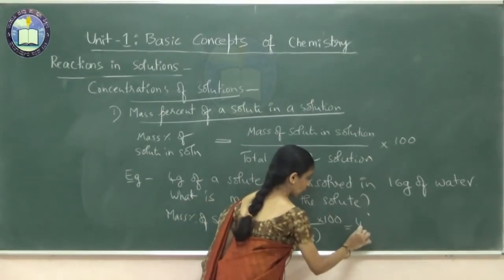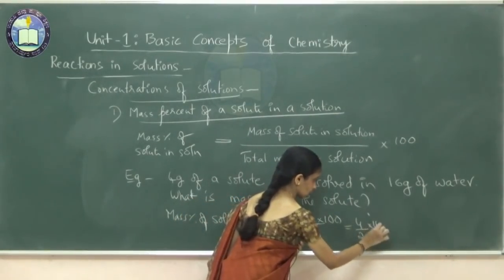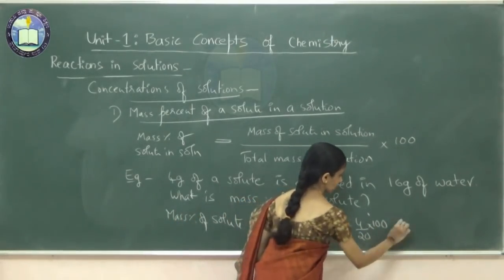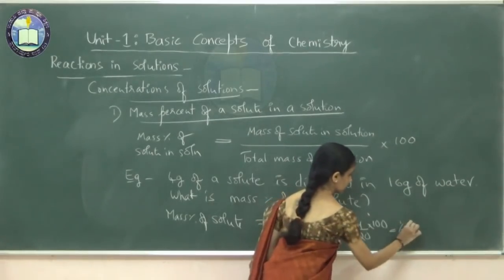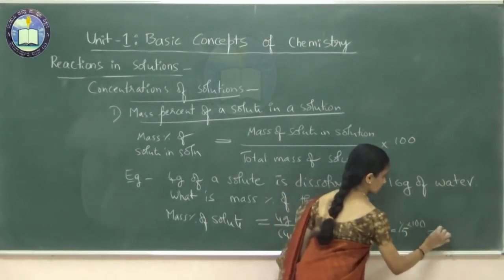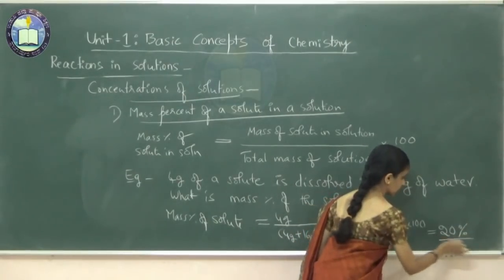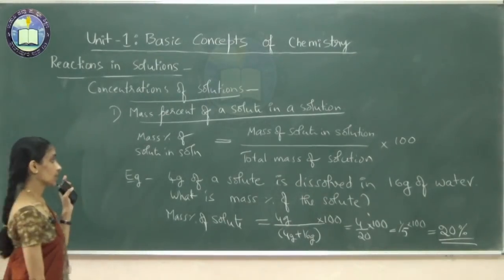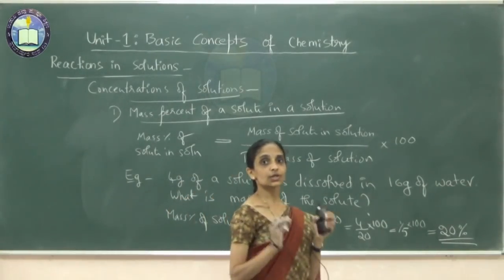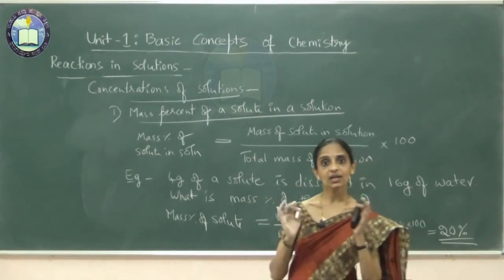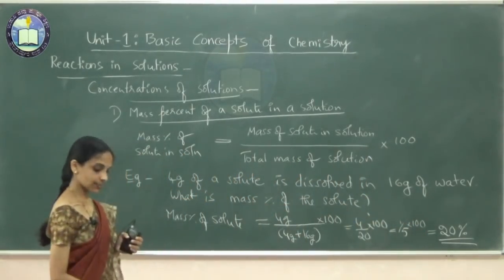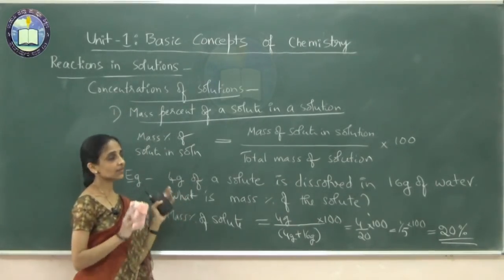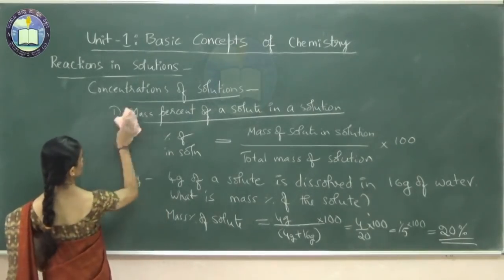So it is 4 by 20 into 100, or 1 by 5 into 100, that is nothing but 20%. So in your solution, how much of the solute is present? It is 20%. Okay. So that was the first concentration term or first way of expressing concentration.